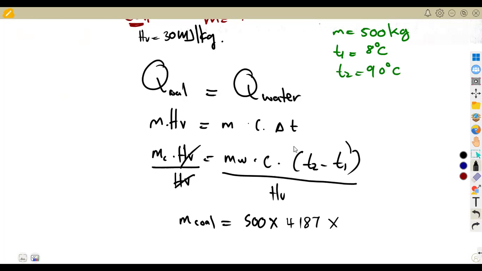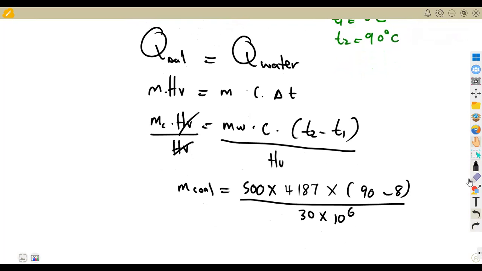And the change in temperature we said is T2 minus T1. T2 we have it, which is 90, minus T1, which is 8. And we divide by what? The heat value of what? Of the coal, which is given as 30 megajoules per kilogram. So it's 30 times 10 to the exponent of 6. Mega means to the exponent of 6. So thus we can calculate the mass of coal direct from this equivalent, or you could have calculated Q for water separately. You get your answer. From that answer that you get, you now simplify this one. All right. So that's the idea of the question.